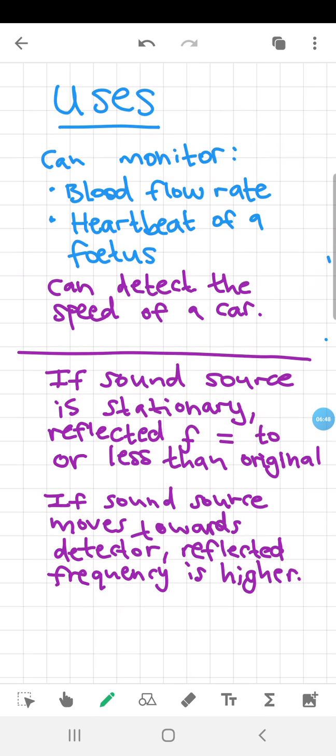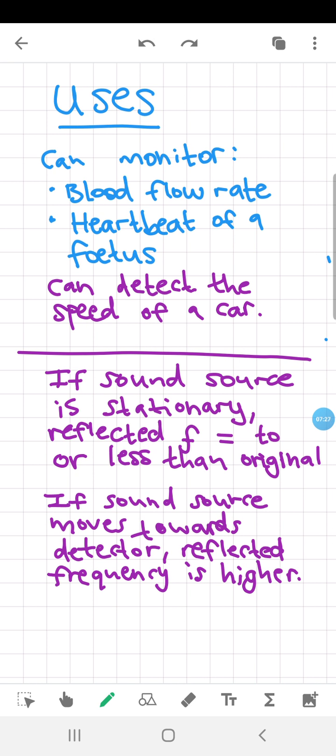Okay, so the uses of the Doppler effect. You can obviously read this in more detail in your textbook. I do remember that in a test I wrote, they asked to explain one use of the Doppler effect and its medical importance for 3 marks. So that means you wouldn't have been able to use the fact that it can detect the speed of a car. You would have been left with these 2 options, and you would have had to explain it for 3 marks. So please do read over that in your textbook. The 3 uses that it has, in really, really brief, is it can monitor blood flow rate, it can monitor the heartbeat of a fetus, and it can detect the speed of a car.